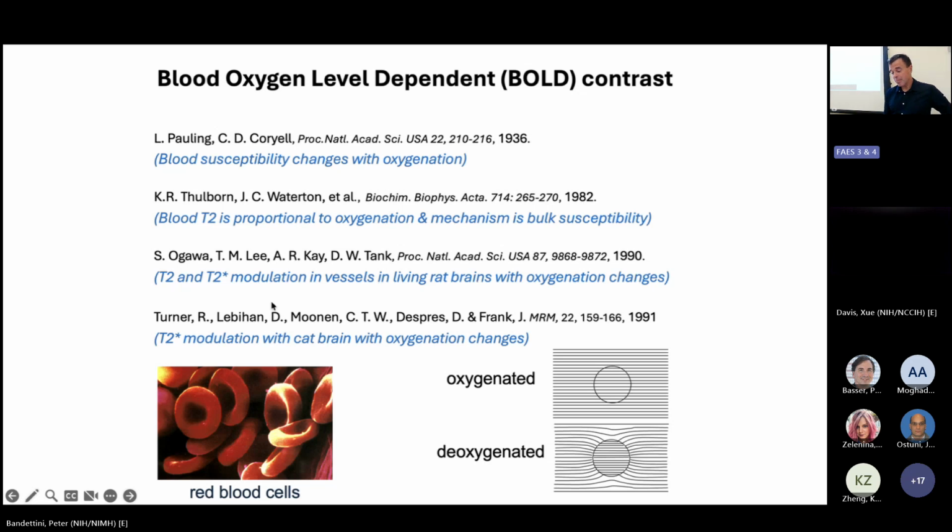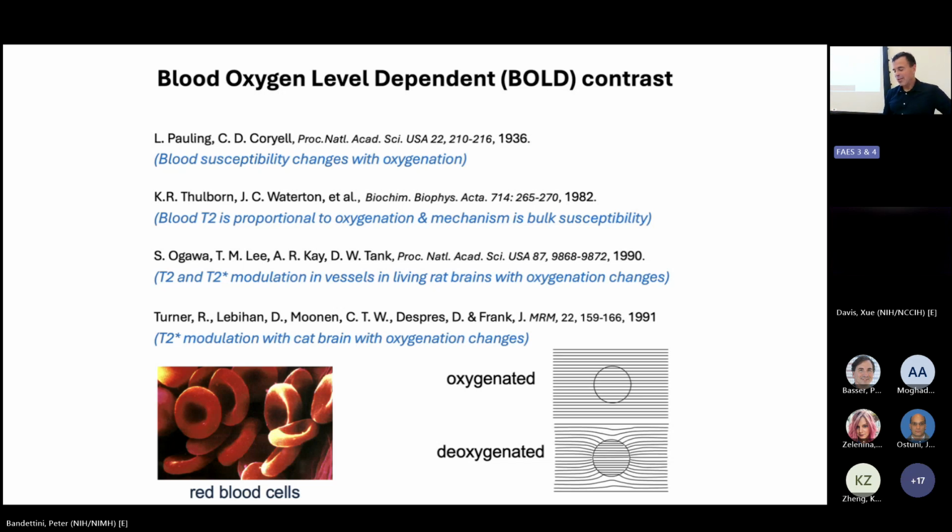Seiji Ogawa was the first person to show blood oxidation contrasts in animals, and also in test tubes and whatever. And then Bob Turner, when he was here at the NIH, actually modulated oxygen. He caused cat apnea, essentially. He cut off oxygen to cat brains, showed the signal go down as the blood oxidation went down, gave them oxygen again, and then the signal went back up.